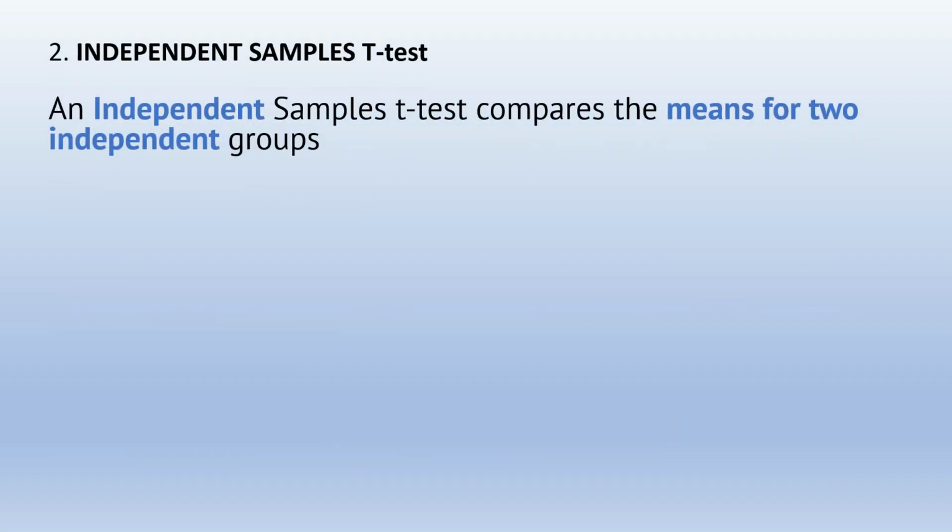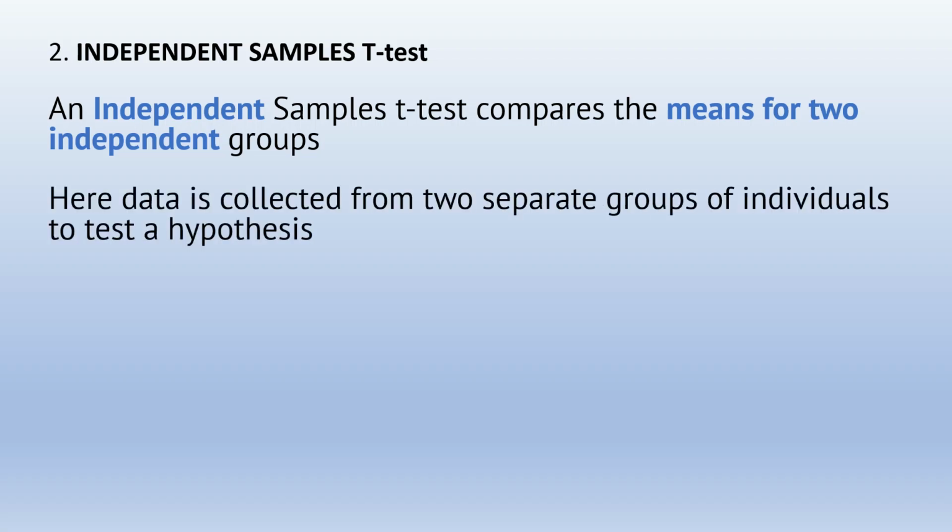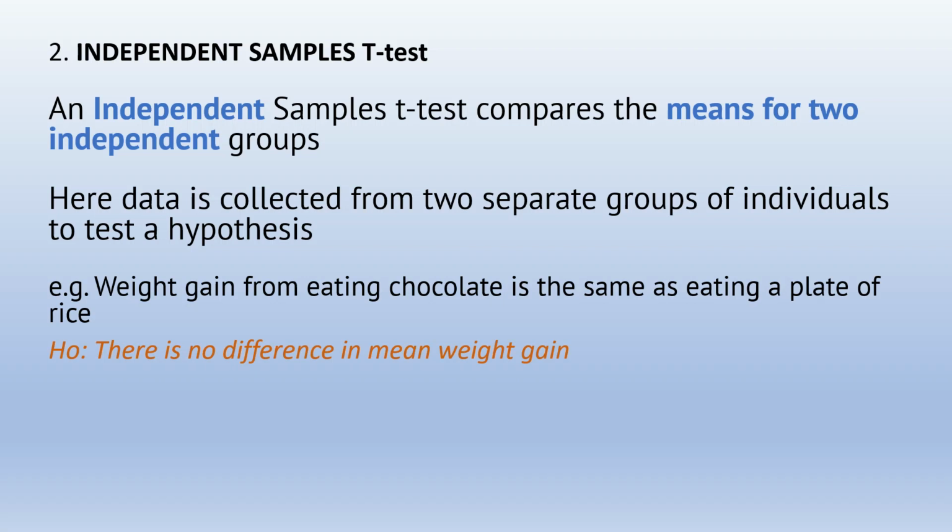So we have the independent sample t-test. An independent sample t-test compares two means of two independent groups. Like you hear the word independent, data is collected on two separate groups of individuals. So these groups are separate. We could have a hypothesis that says weight gain from eating chocolate is the same as the weight gain from eating rice. So our null hypothesis would be there is no difference in mean weight gain for people who eat chocolate and people who eat rice.